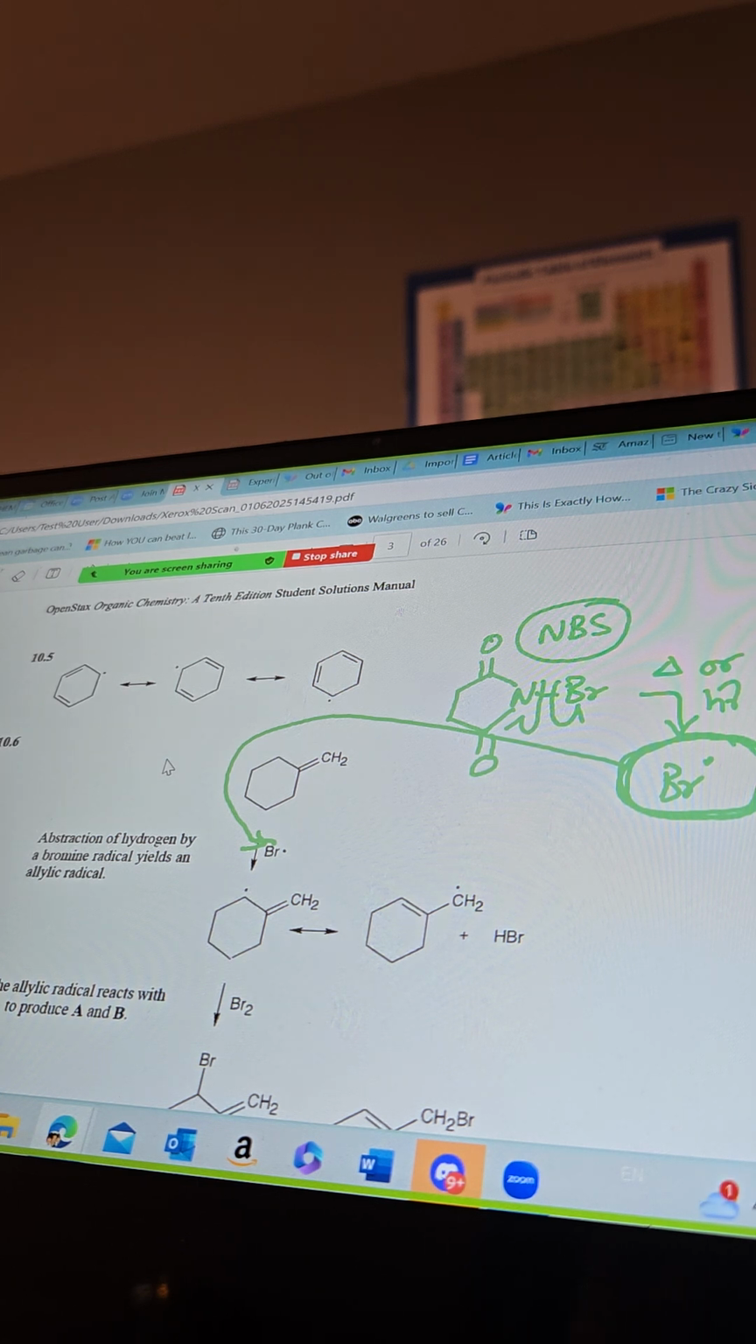Now let's see the reason we put it in there. Well, if it's a radical reaction, you have to think about what will be the most stable radical this is going to create. The most stable radical that this is going to create is that, right?